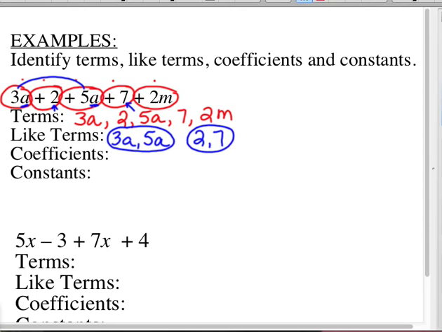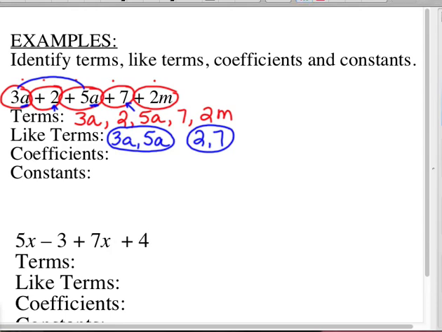He's not a like term because there's no other term in the expression that has an m. So he doesn't get included. He just gets left out. He doesn't have a like term. He doesn't have a family member at the party or in this expression, right? He's there by himself.